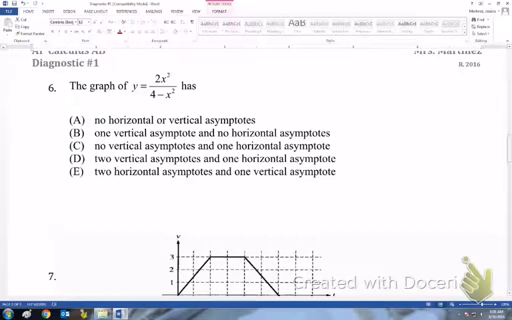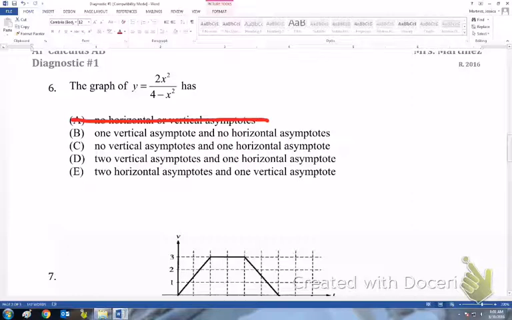So since they're both 2, we look at the ratio of the leading coefficients, which it doesn't actually ask for what the horizontal asymptote is, just whether or not there is one. So yes, there is one, which means that A is not true, because A says there are no horizontal asymptotes, so I know that's not true.